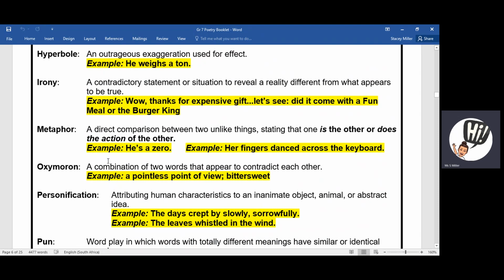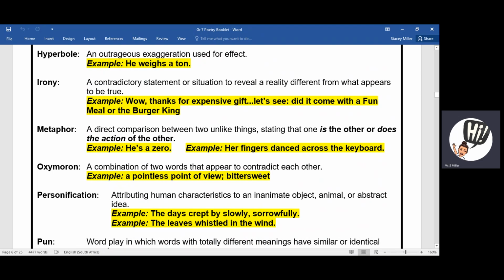For example, if you say he's a zero, what are we saying? Are we saying he's physically round like a zero? What are we saying? He's a nobody. He's a loser. Not a nice way to say that. For example, her fingers danced across the keyboard. We are saying her fingers are like a person's legs on the keyboard.